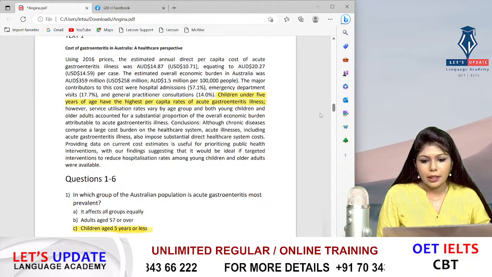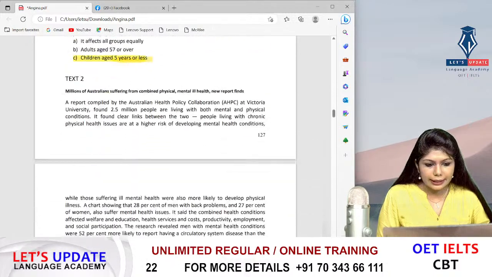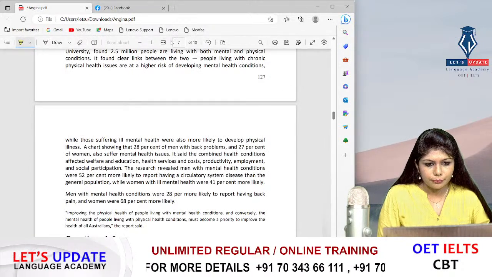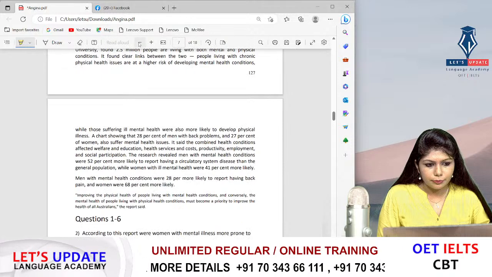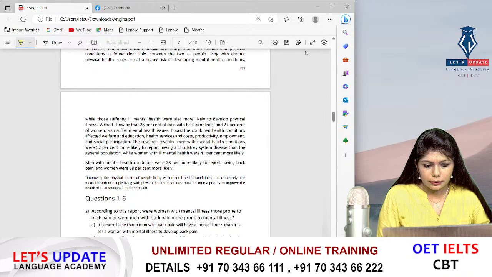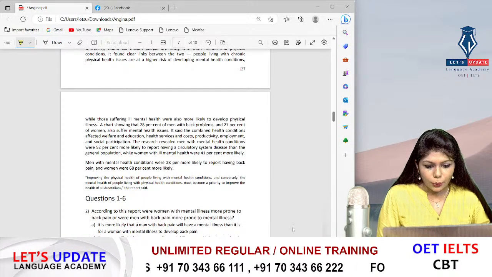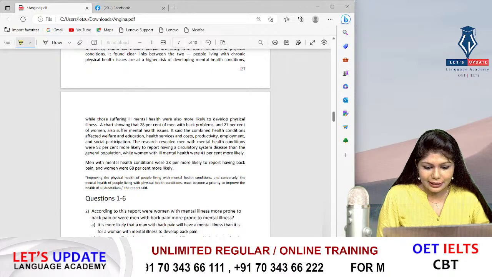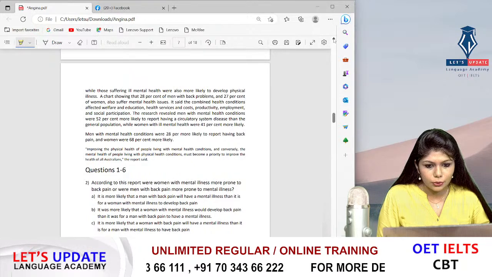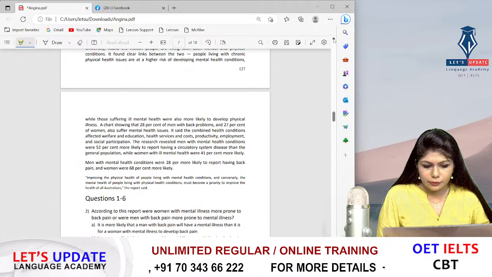Okay, so now moving to the next question and extract. Actually the question is lengthy, and the options are lengthy also, so I'll have to minimize a little more so that you will be able to see both.